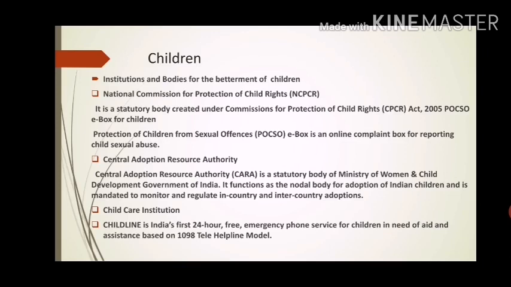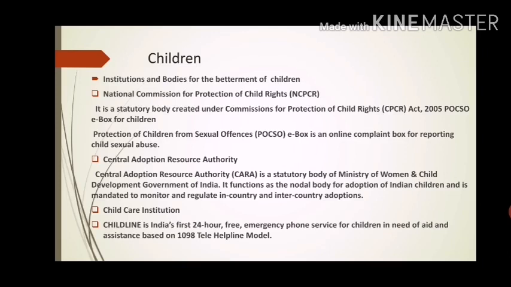The next is the Central Adoption Resource Authority, popularly called CARA. It is also a statutory body, meaning this body is formed by an Act of Parliament. It is a statutory body of the Ministry of Women and Child Development, Government of India. It functions as a nodal body for adoption of Indian children, and is mandated to monitor and regulate in-country and inter-country adoptions.